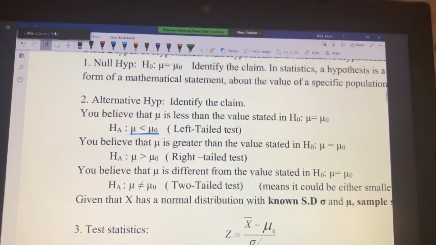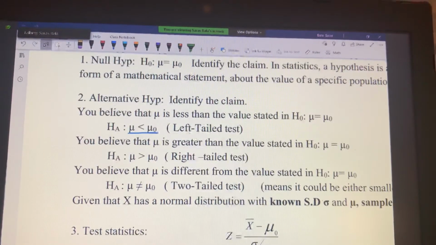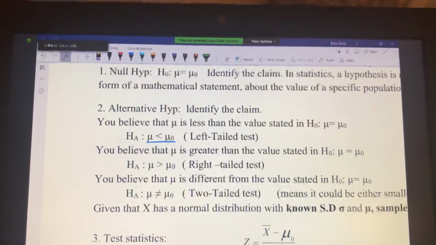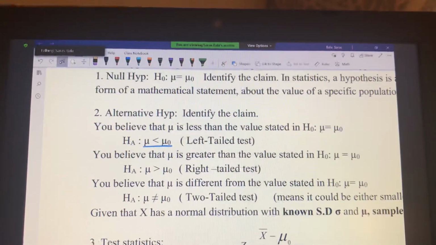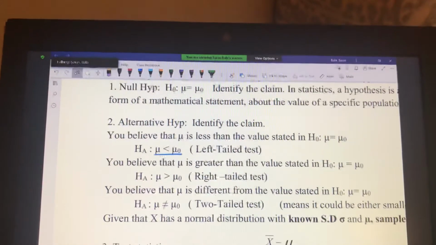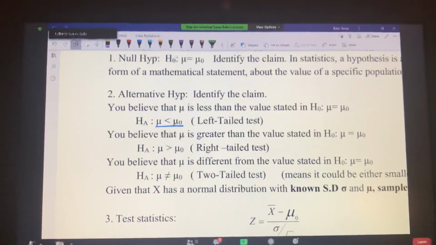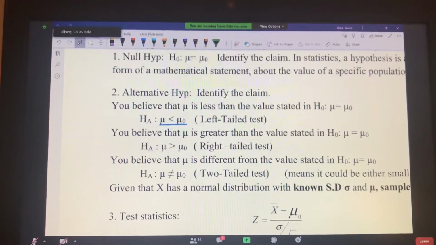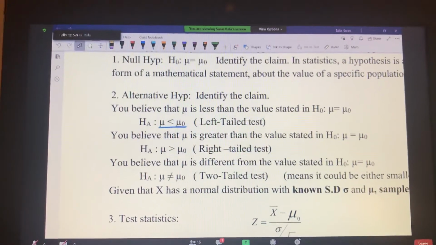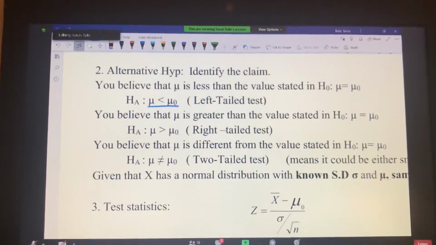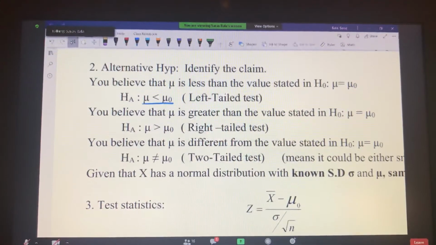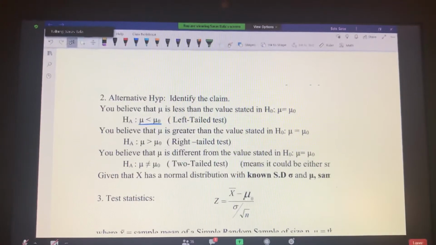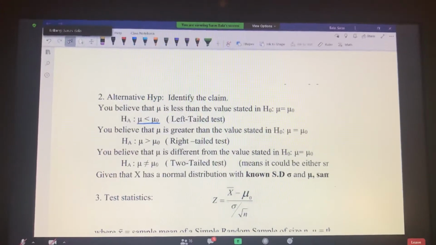The other one could be mu greater than mu sub zero, and that's going to be given a name called the right tail test. And then if it is not equal to, then it's going to be called the two-tailed test. So the two-tailed test includes both less than mu sub zero or greater than mu sub zero. So that includes both cases. All right.